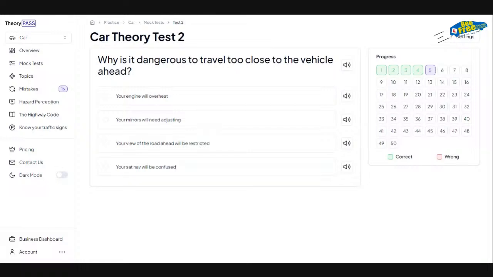Okay, so let's move on. Why is it dangerous to travel too close to the vehicle ahead?